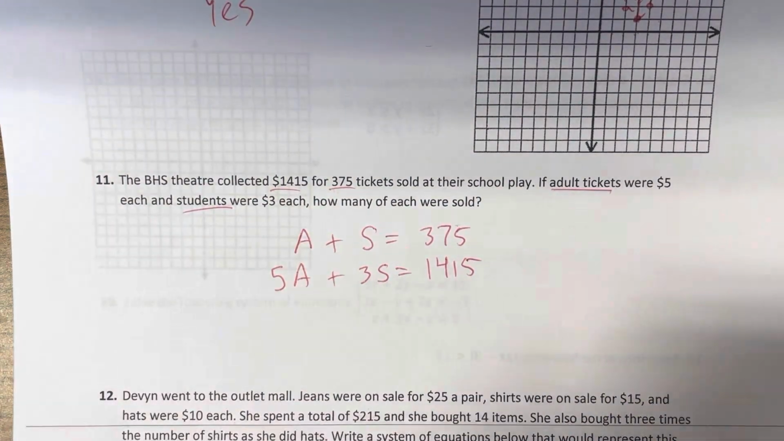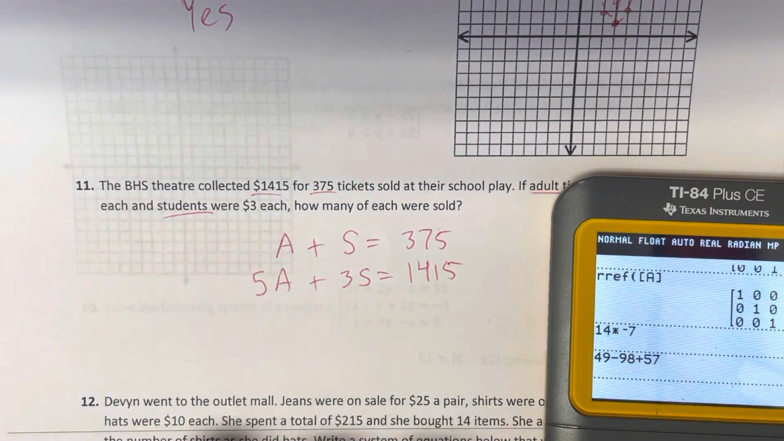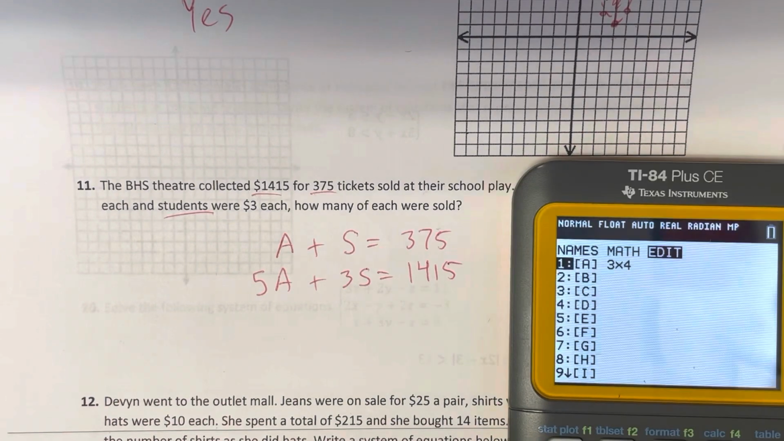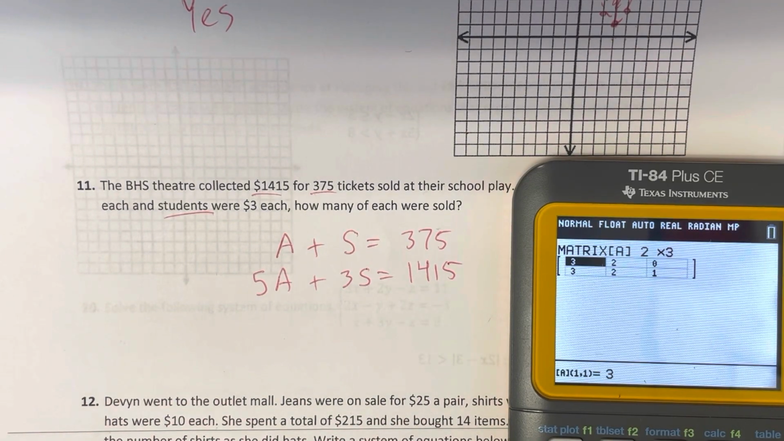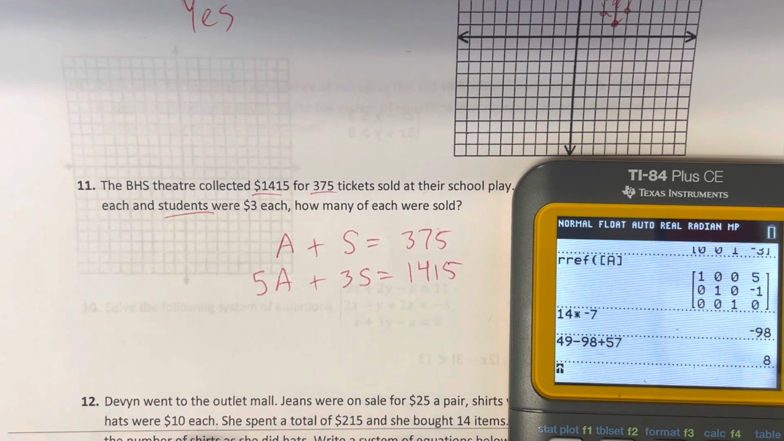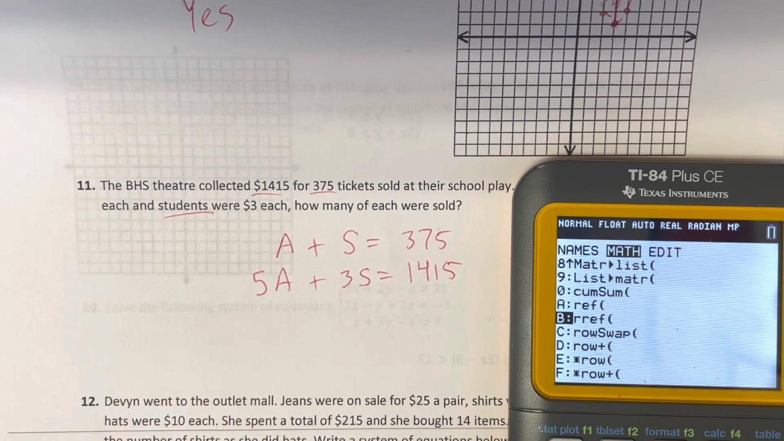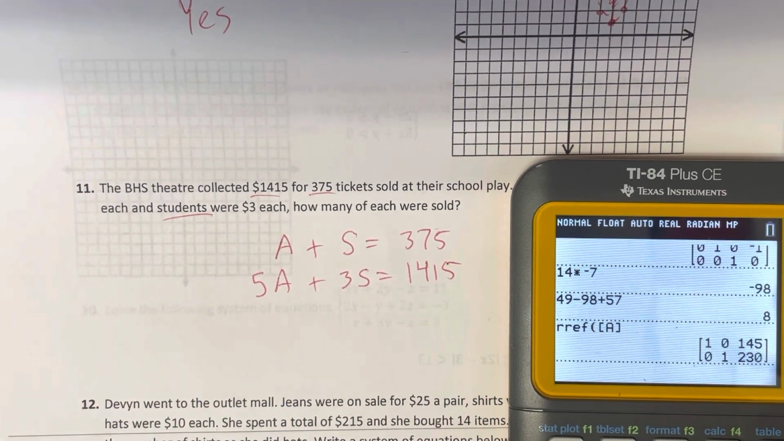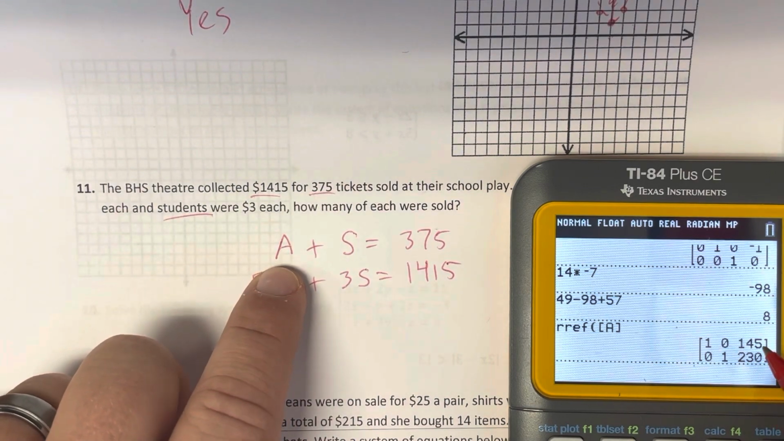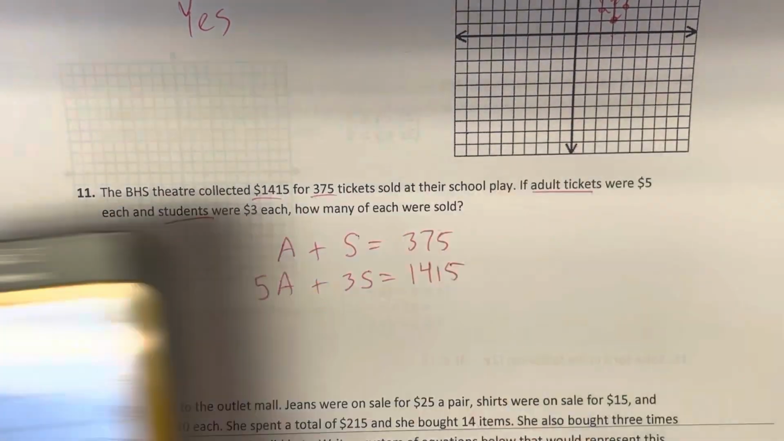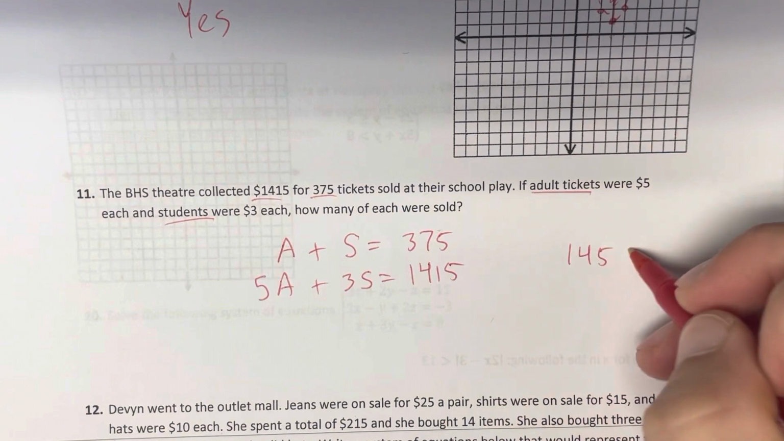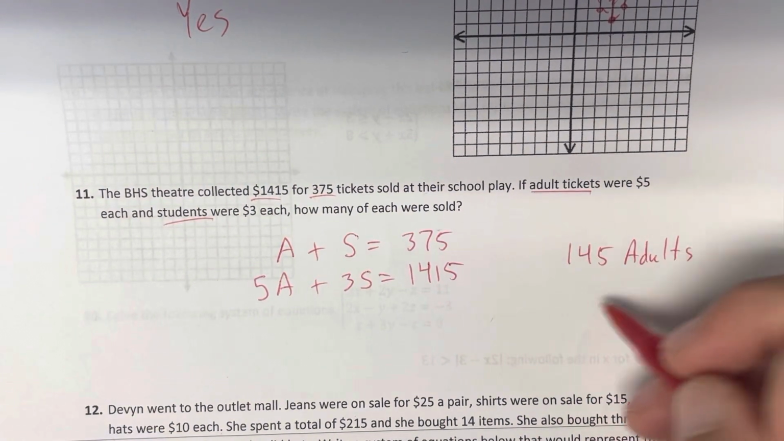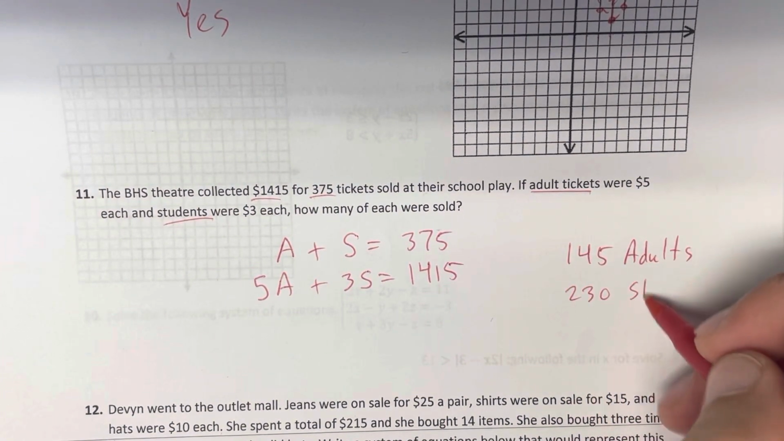And now we're ready to put it in my matrix. So second matrix, I'm going to go over to edit. This one's just a 2 by 3. 1, 1, 375, 5, 3, 1415. And we're going to go to that rref. And there's my answers. So the adults was first. That's going to be my first answer. Students will be my second. And so 145 adults, 230 students.